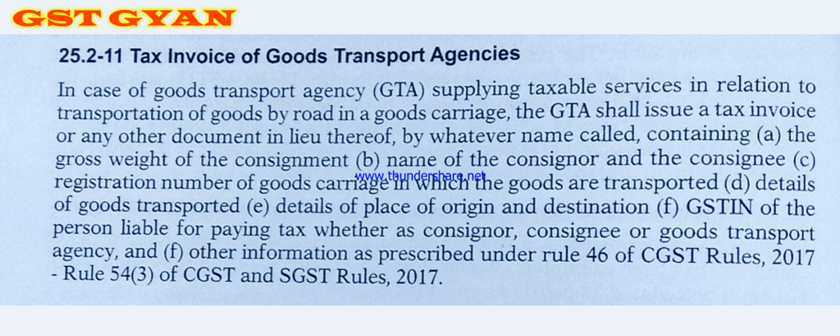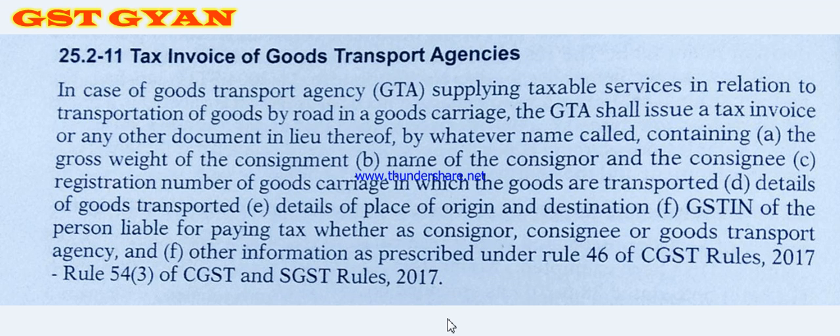So, talking about the tax invoice or consignment note, what should be the content? It should contain the gross weight of the consignment, the name of the consignor and consignee, and the registration number of the goods carriage, that means the truck or lorry number. Then the details of goods transported, the place of origin and destination, the GSTIN of the person liable for paying tax as consignor, consignee or goods transport agency, and other information.